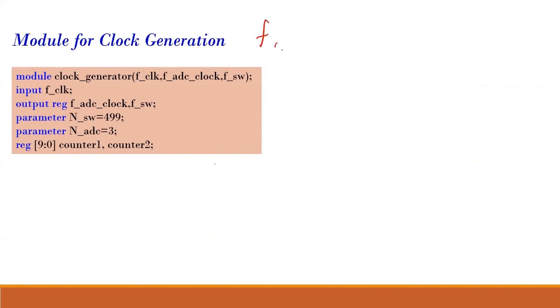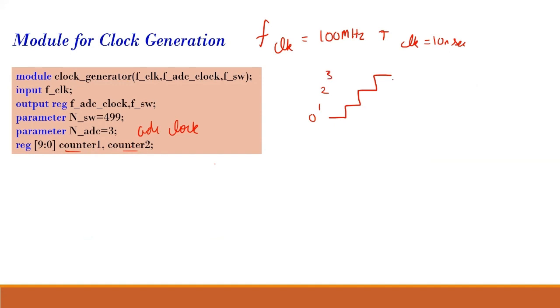I told my F clock is 100 megahertz. My T clock is 10 nanoseconds. Now I have counter 1, counter 2. This is NADC equal to 3. We'll consider just the ADC clock, how it is generated. It is first 0, then it goes to 1, then 2, then 3. And then it comes back over here, again goes to 0, 1, 2, 3.